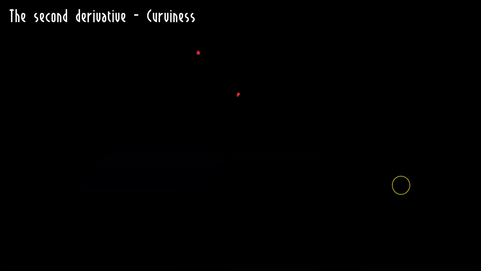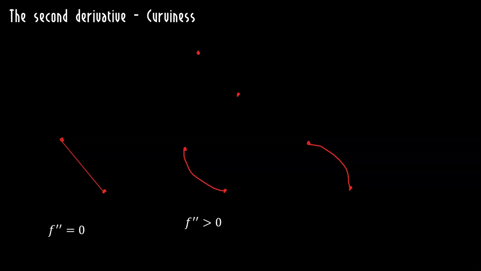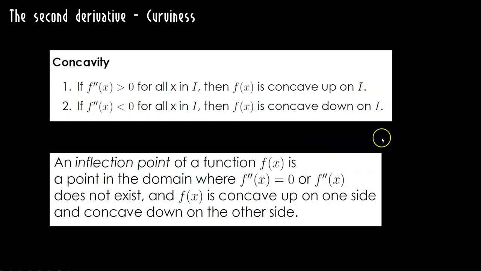Similarly, if you have 2 points and you know the function is decreasing, how do you connect these dots? If the second derivative is 0, you have a line. If the second derivative is positive, you have concave up. And if the second derivative is negative, you have concave down. So let's get some definitions here.